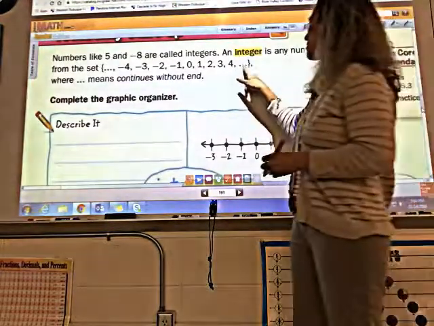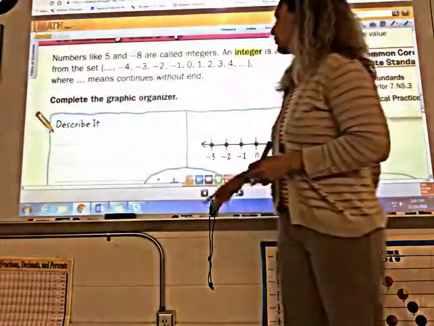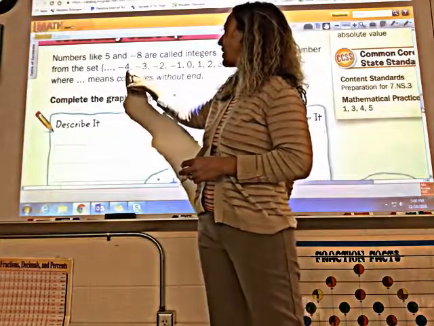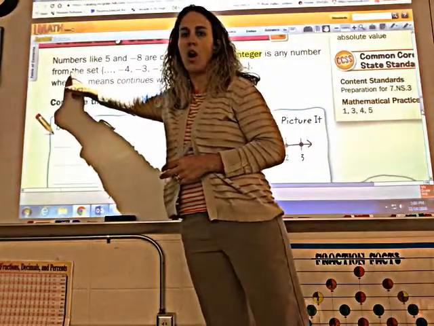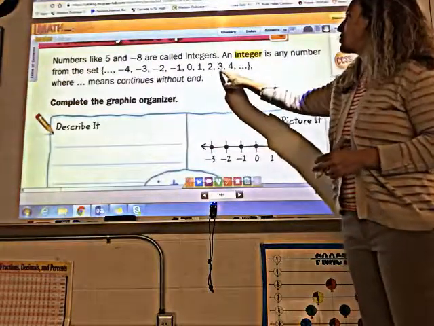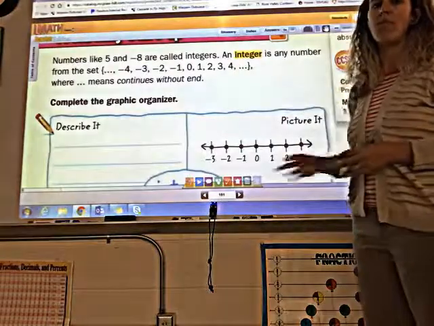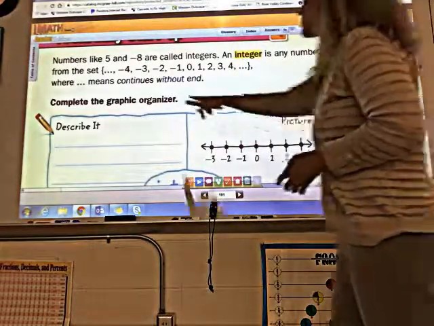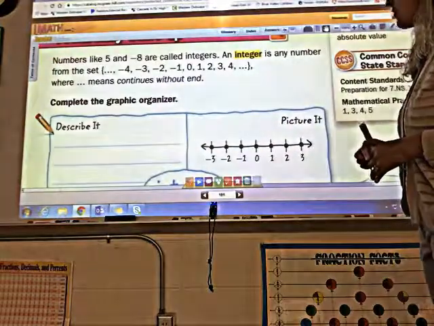Please remember that these 3 dots mean that it's going to continue. So for example, you can see you have negative 1, negative 2, negative 3, negative 4. It's going to continue on in the smaller direction there. Same thing over here, 1, 2, 3, 4, and it would continue on 5, 6, 7, and 8, and so forth. You can see the note means continuing without end.